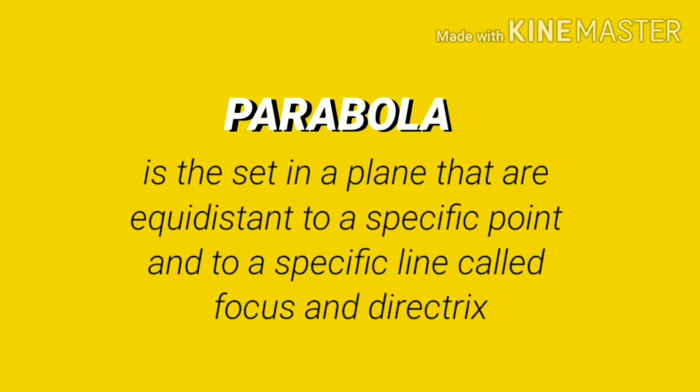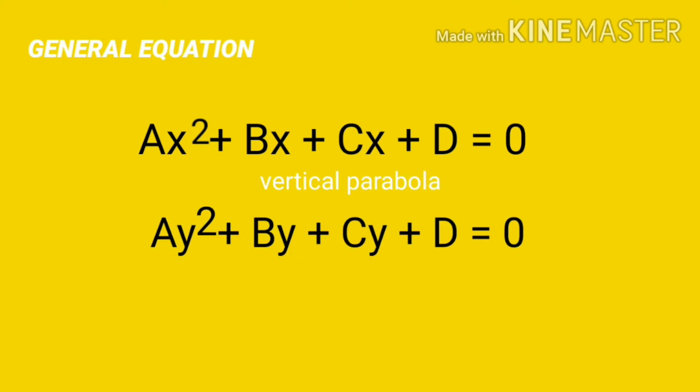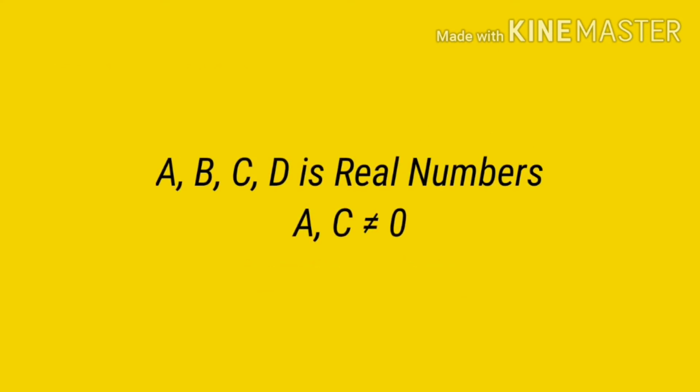A parabola is the set of points in a plane that are equidistant from a specific point called the focus and a line called the directrix. It has a general formula, ax squared plus bx plus cy plus d is equal to 0 for a vertical parabola, and ay squared plus by plus cx plus d is equal to 0 for a horizontal parabola, where a, b, c, d are real numbers and ac should not be equal to 0.